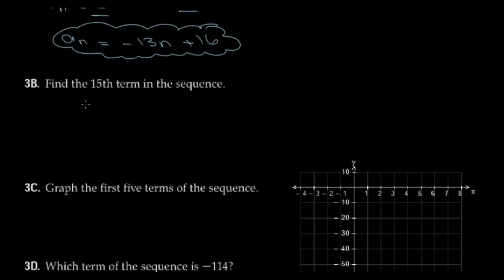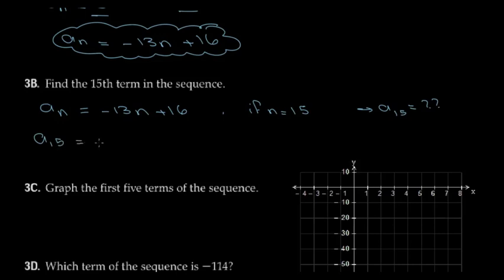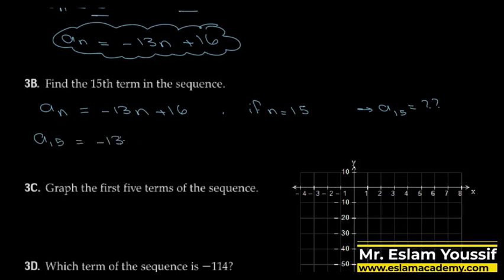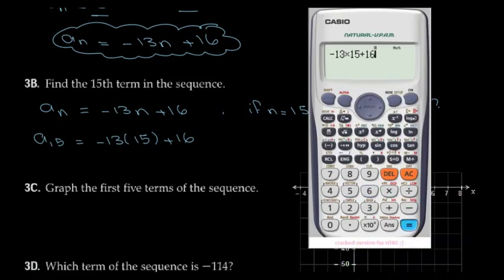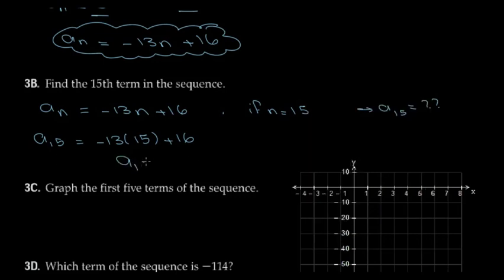Find the 15th term of the sequence. Find the 15th term, so we'll use the same equation, which is an equal to -13n plus 16. If n equals 15, because we need to find the 15th term, then a15 is what is required. So a15, by substitution, will be -13 times 15 plus 16. So the answer now will be -179. Then a15 is equal to -179.